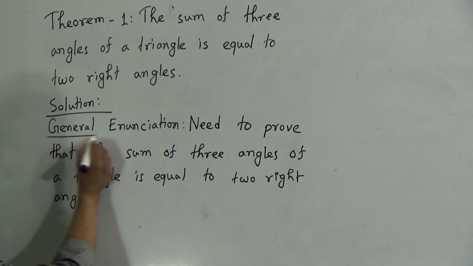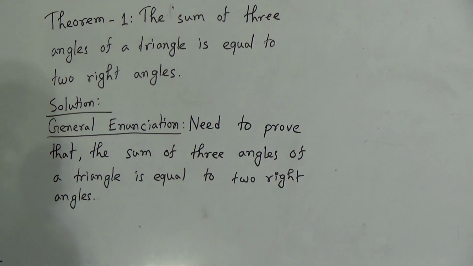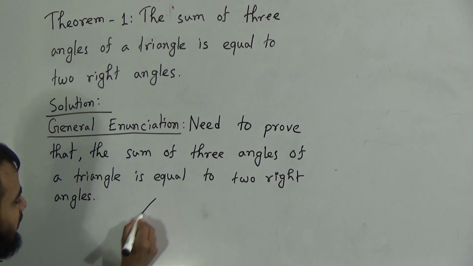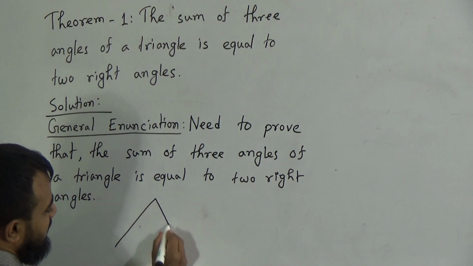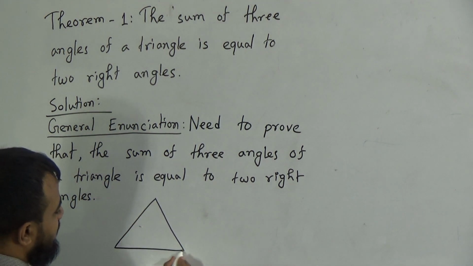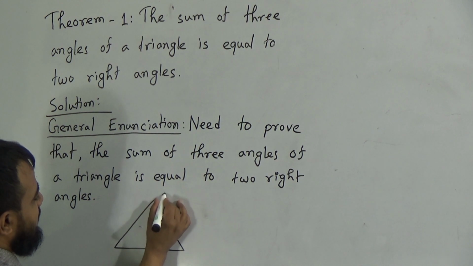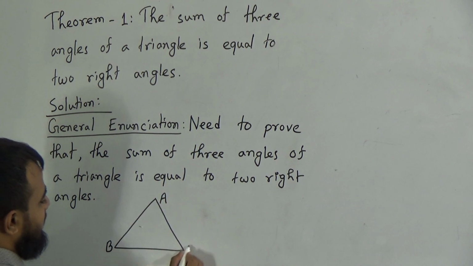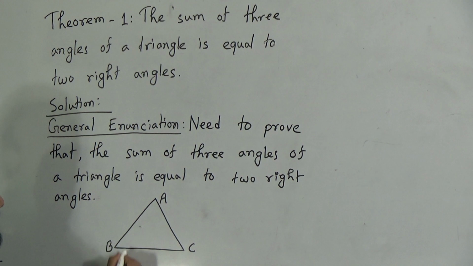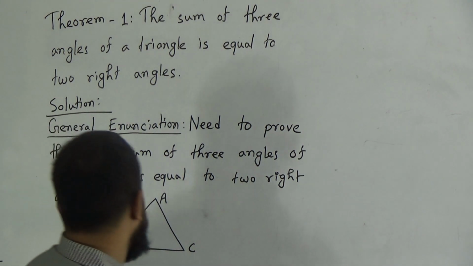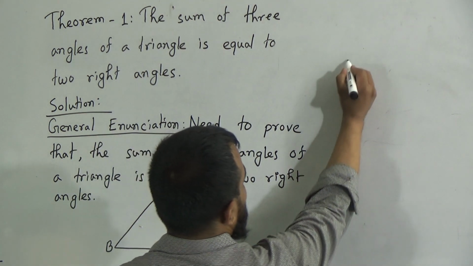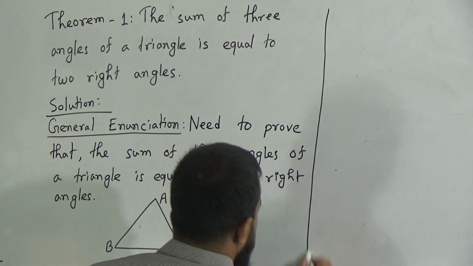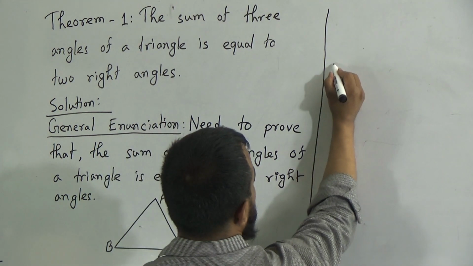Okay, my dear students. Now, after the general enunciation, we will draw the figure and after that we will write down the particular enunciation. Our figure will be this one. This is a triangle. We need to prove that in triangle ABC, these three angles sum will be two right angles. Now I will write down the particular enunciation here, after the figure.